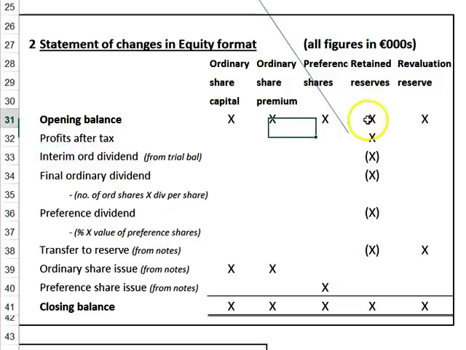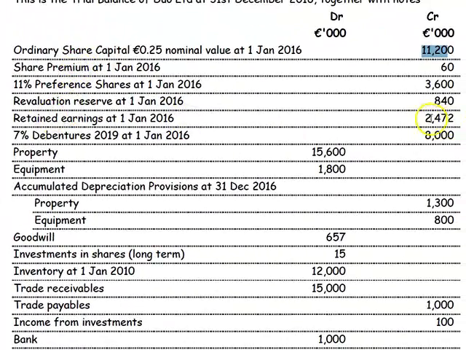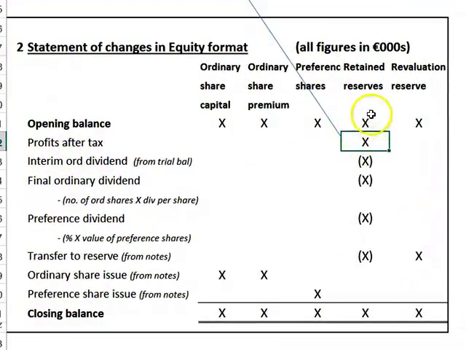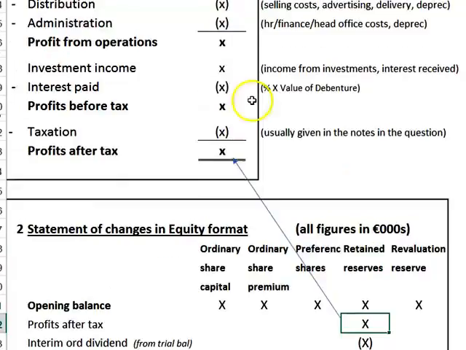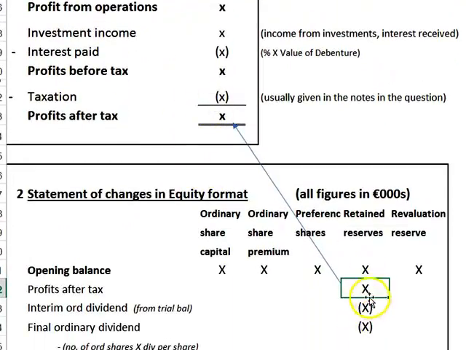So, for example, in this question, the retained earnings at the end of last year, the start of this year, 2,472,000. And if the company has made a profit in 2016, those profits should get added to last year's profits. And that's what's shown here. It's the profit after tax figure from the income statement, and if it was a loss, it would get taken away, but you just carry the figure down.